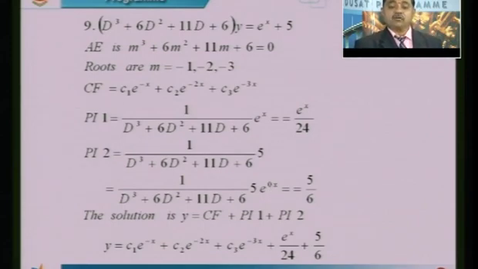So wherever you have d, substitute it by 0. So only 6 you are left with. This will become 0, this is 0, this is 0. Only 6 you will get. Already 5 is there. So your particular integral is 5 by 6. What is the solution? Y is CF plus PI1 plus PI2. CF I have written, PI1 I have written, PI2 I have written.